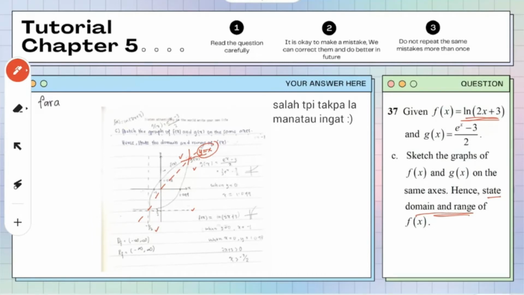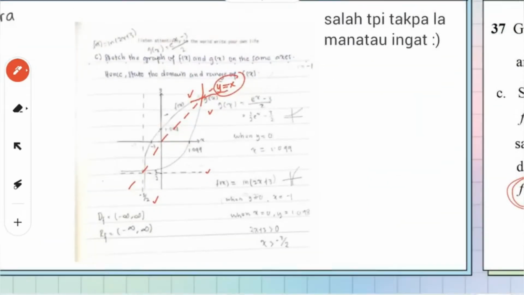Dia minta domain untuk fx saja kan, untuk ln. Okay, so tengok kat sini, domain untuk ln ni salah dah. Kenapa? Kat sini Farah kan dah tuduh lah, x more than negative 3 over 2 kan. So suppose the domain will be negative 3 over 2 until infinity. So that will be the domain. Tapi range betul.